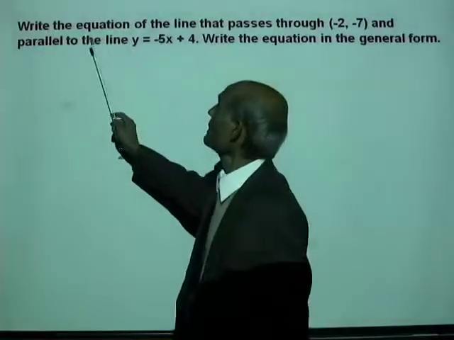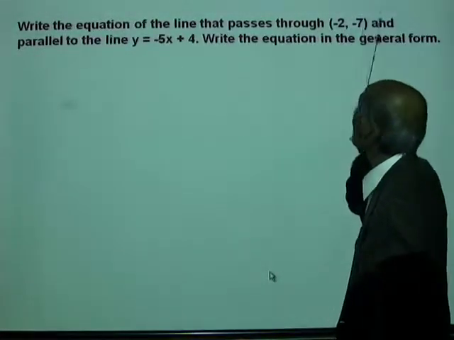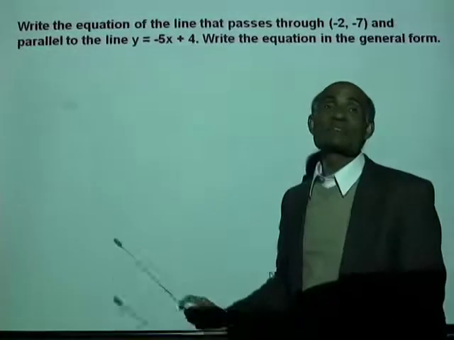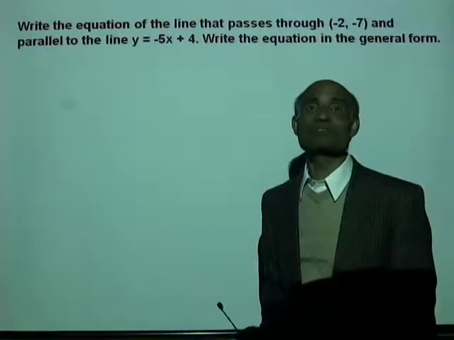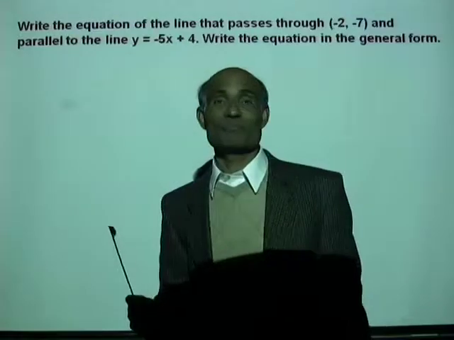Okay, let's do a problem. Write the equation of the line that passes through (-2, -7) and is parallel to the line y equals -5x plus 4, and write the equation in the general form.